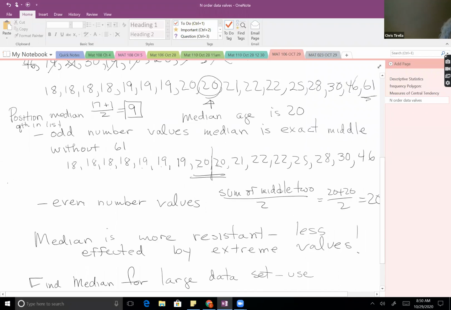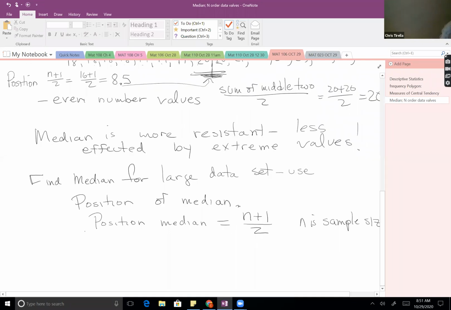Down here, if I looked for the position, when I take n plus 1 over 2, that would have been 16 plus 1 over 2, which would have given me 8.5. And so it's halfway between the 8th and 9th number. And so the position of the median tells me where the number is in the list, where the median is in my ordered list.